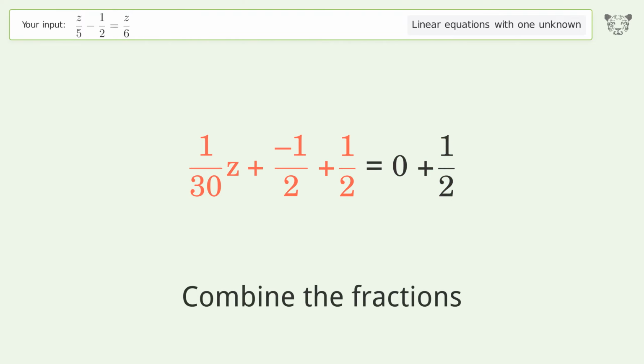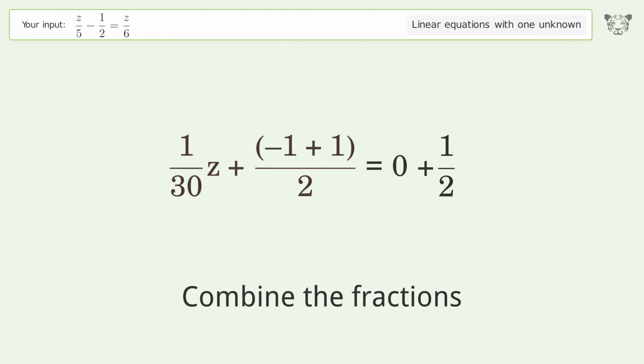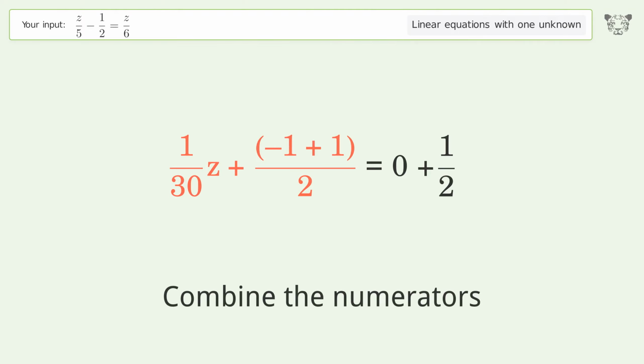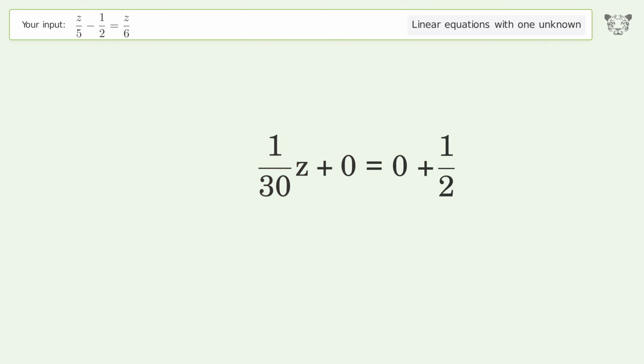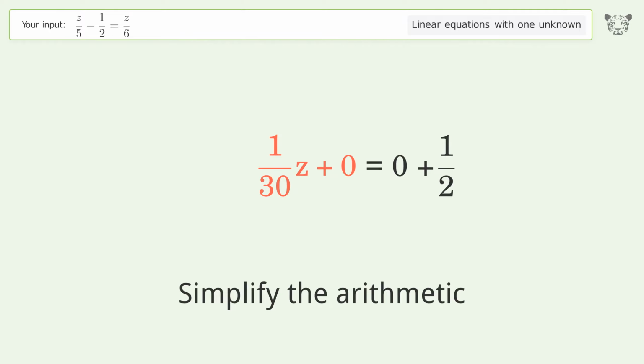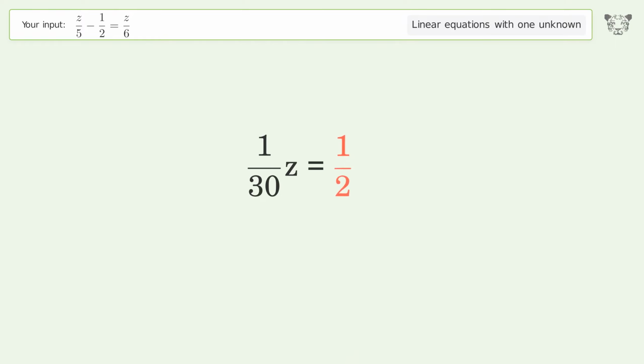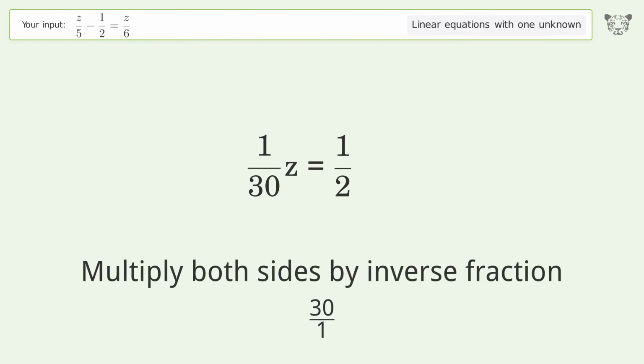Combine the fractions. Combine the numerators. Reduce the zero numerator. Simplify the arithmetic. Isolate the z. Multiply both sides by inverse fraction 30 over 1.